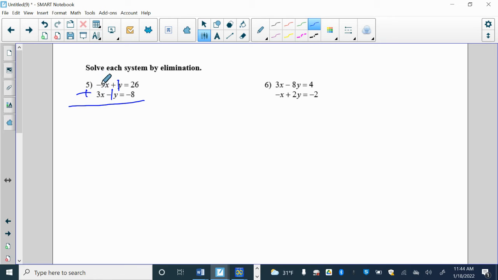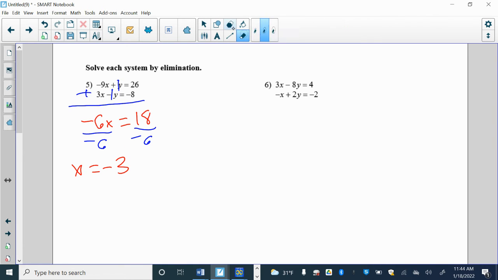So when we add straight down, negative 9x plus 3x, that would be negative 6x. The y's cancel, equals 26 plus negative 8, 18. Well, now we can solve for x, right? The y's are gone. We have one variable left over. So we divide both sides by negative 6. X is negative 3.